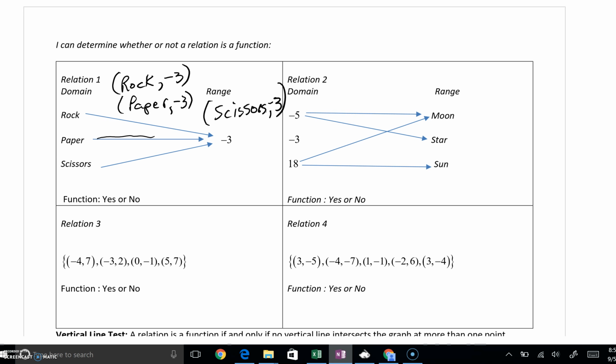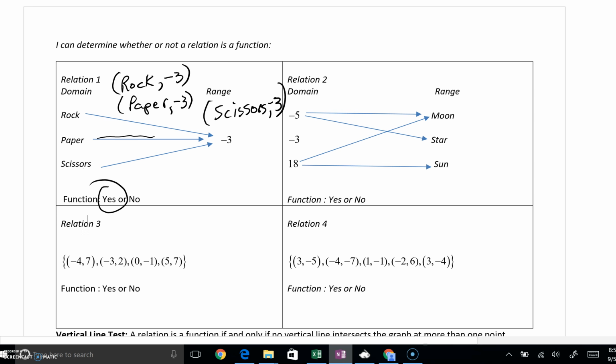But here's the big question. Do our X values repeat? No. Rock, paper, scissors, they're all different, right? They're all different. So would this be a function? Yes. Yes, it is. Okay.